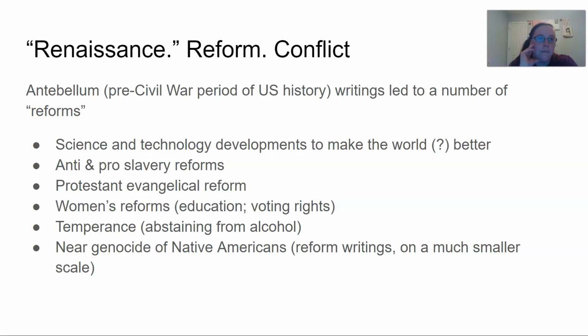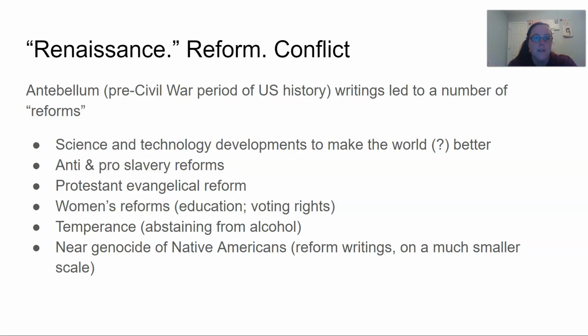So this antebellum literature led to a number of reforms, and I put reforms in quotation marks because I don't think we want to think about them in terms of policies to make a change, but more so a change in thinking, a change in national thinking, a change in the thinking of the common person. So science and technology developments to make the world better. I put world in question there because it might just be the United States. Our book wasn't exactly clear on that.